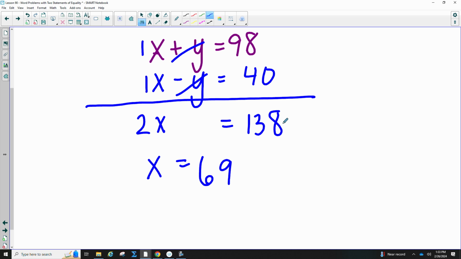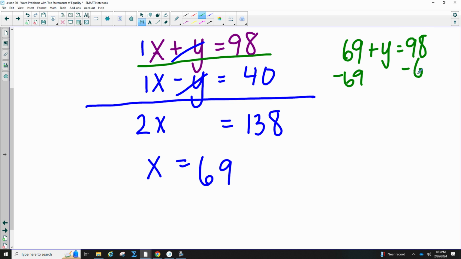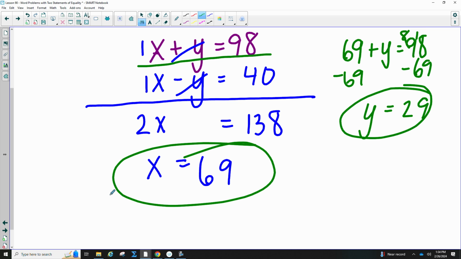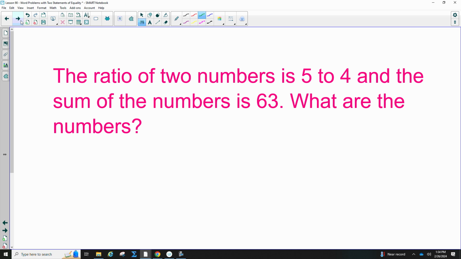Plug that into either equation. Let's say I go back to this one right here. X plus y is 98. So 69 plus y equals 98. Subtract 69 from both sides. Like that. Hey, that'd be 29 equals y. Okay? All right, so difference, just subtract. For that one, I would do elimination. All right, this part is new. Pay attention. Okay, write down notes on this one.